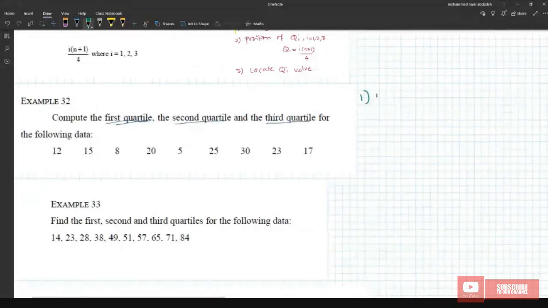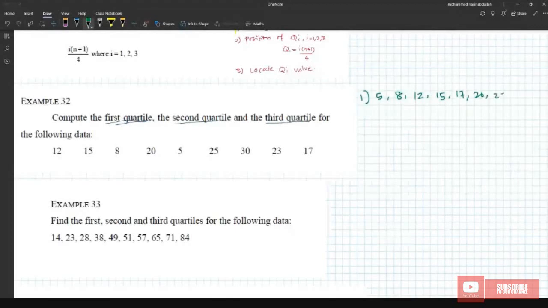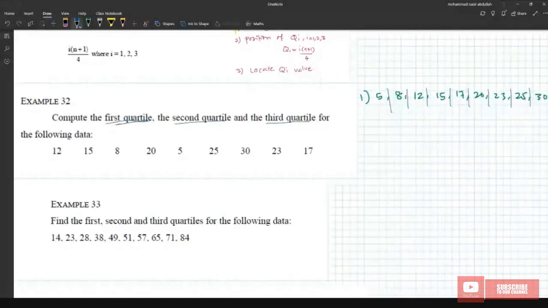First is 5, 8, and then 12. And then we have 15, 17, 20, 23, 25, and 30. My style is I will position each of the data. So this is position number 1, this is position number 2, 3, 4, 5, 6, 7, 8, and 9.